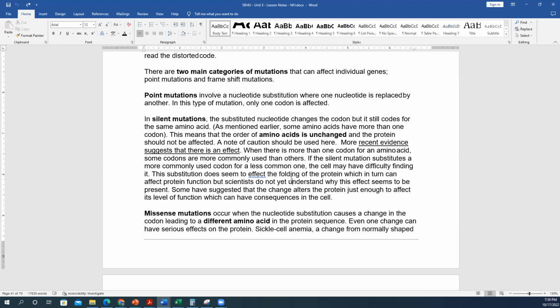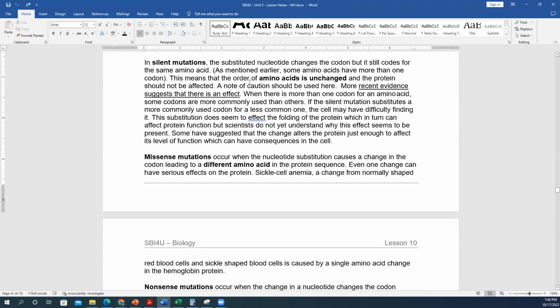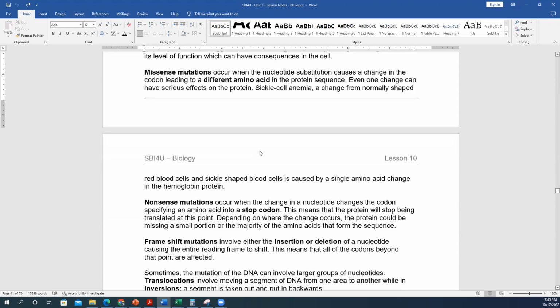But this is an area where quite a bit of research is being done, and researchers are still trying to understand why this happens. So that's a point mutation that can actually be a silent mutation, with no effect on the actual amino acid. The other type of point mutation could result in a missense mutation.